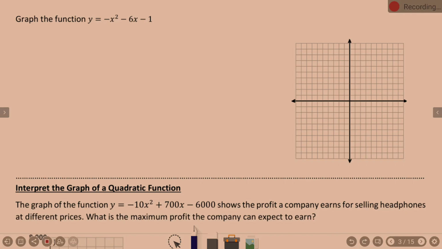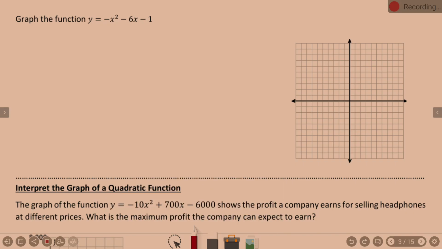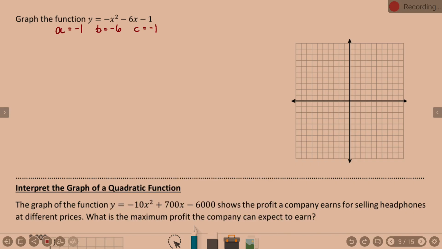Okay, guys, so I'm going to write down my ABCs because I'm the teacher. A is -1, B is -6, C is -1. I promise B is not always negative, just for whatever reason that is in my examples today. Axis of symmetry.